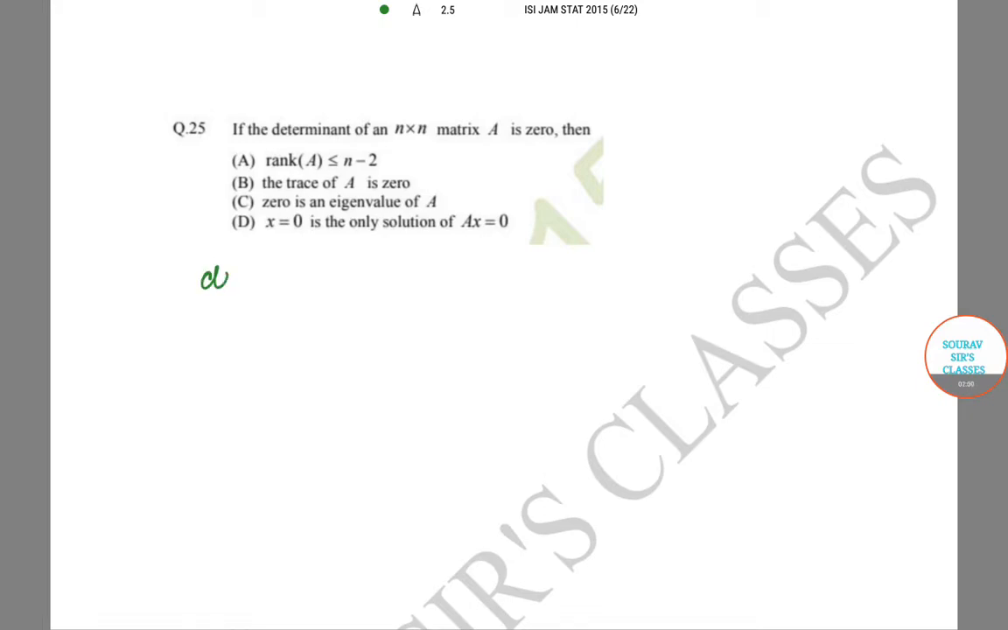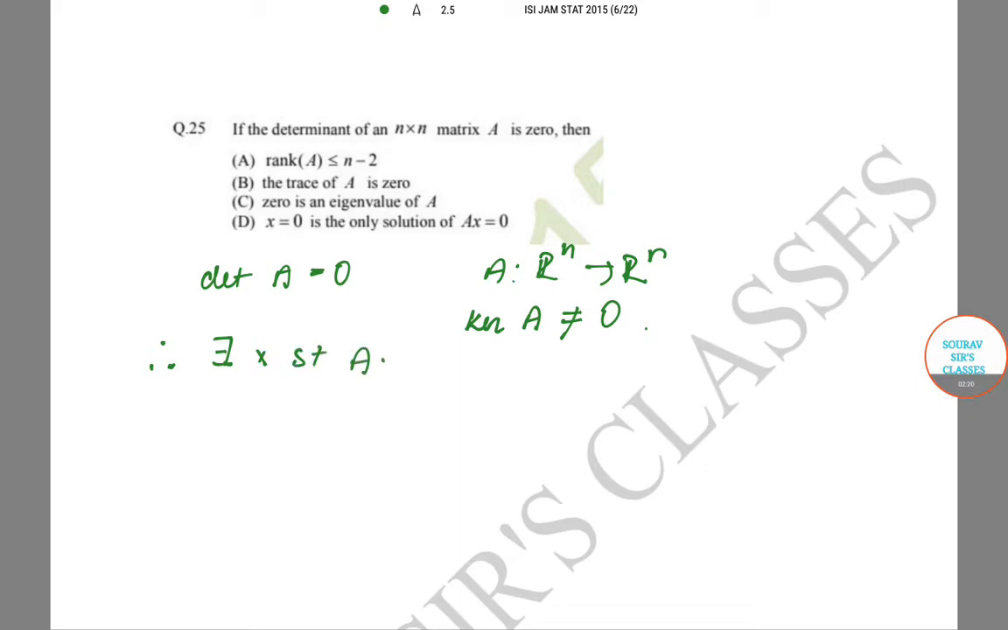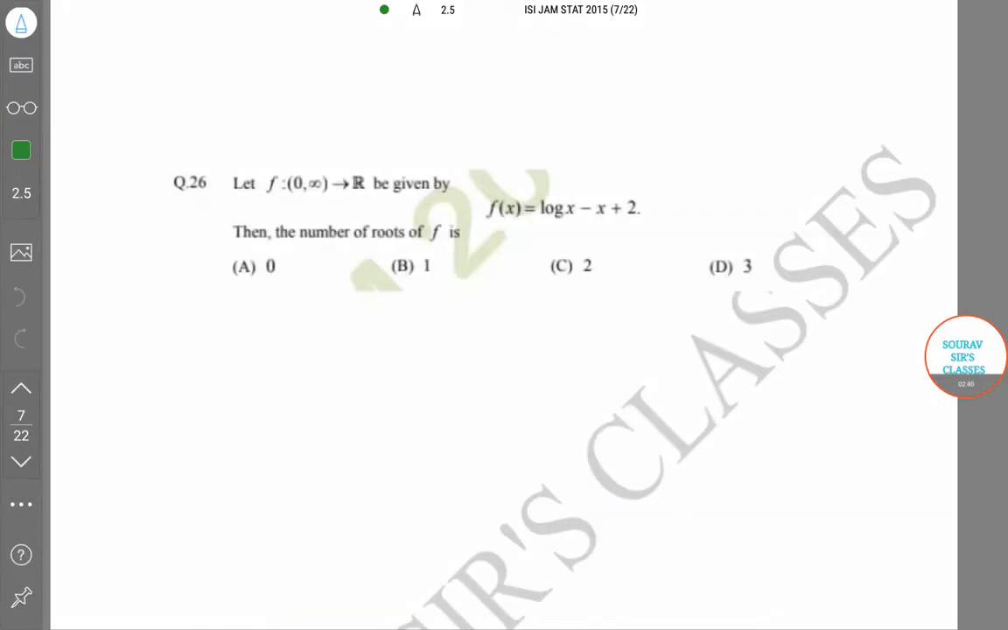Now, since det A equal to 0 and A is from Rn to Rn, kernel of A cannot be equal to 0. Therefore, there exists x such that Ax is equal to 0 and x is non-zero. Therefore, 0 is an eigenvalue. So C, 0 is an eigenvalue of A, is the correct answer. We move on to our next problem.